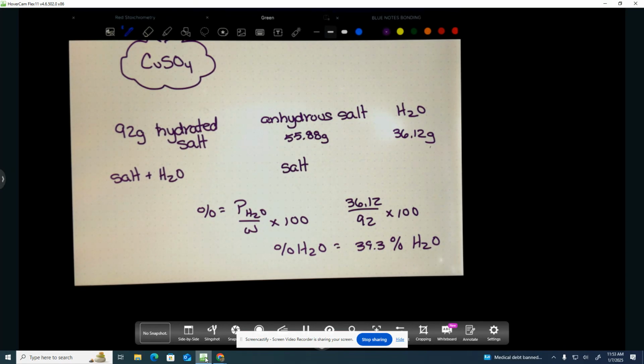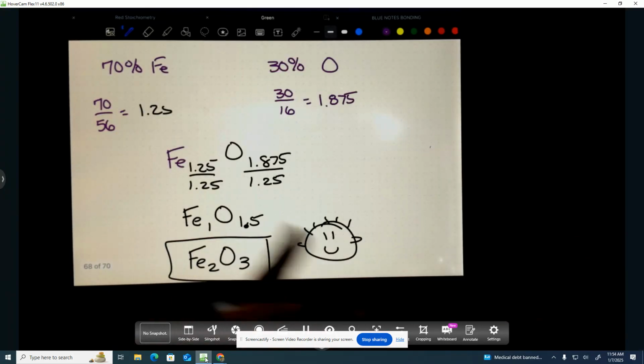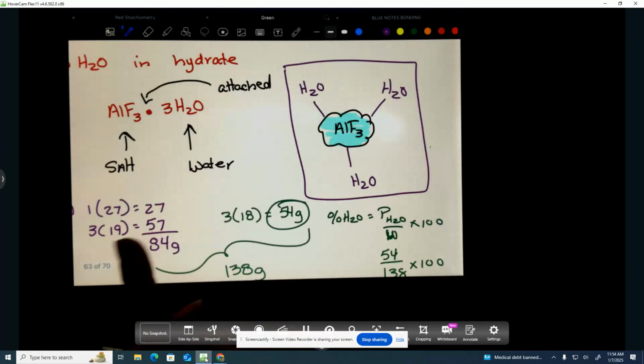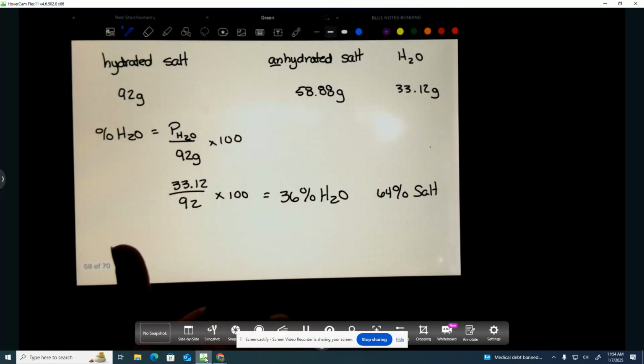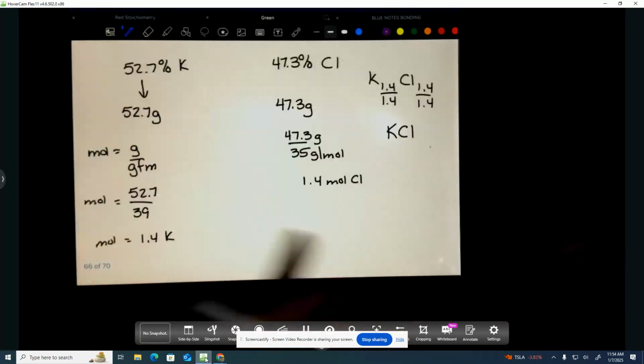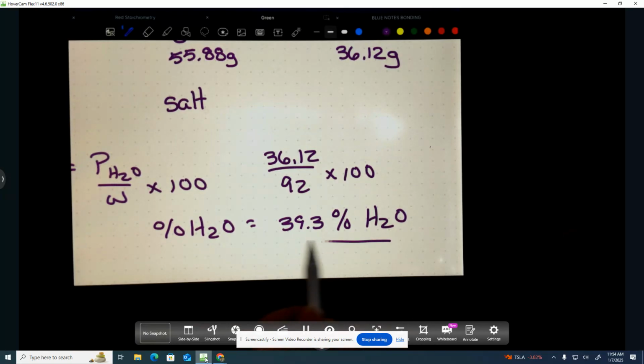Okay. Now, what should the percent of water be in copper 2 sulfate? Do you remember? No, it's 36%. I'm just looking for it. Right here. 36%. It should be 36%. What's the percent error? We got 39. How do you do percent error?